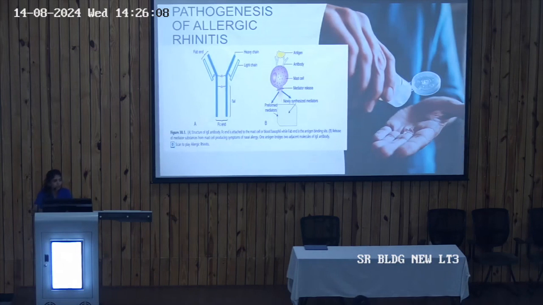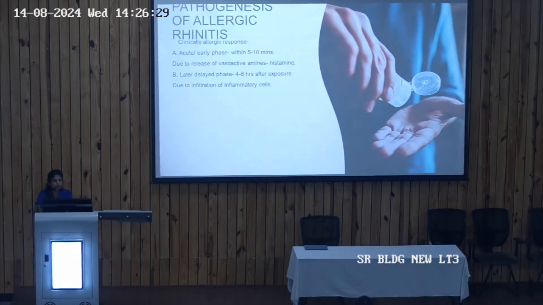Coming to the pathogenesis of allergic rhinitis, we'll see the structure of the IgE antibody. It consists of a Fab end, Fc end, heavy chain and light chain. Then there is the mast cell. The antibody antigen complex gets attached to the mast cells, and due to the attachment there is release of mediators. There can be preformed mediators and newly synthesized mediators. The clinical allergic response can be acute or early phase. The patient will present within 5 to 10 minutes of exposure to anything like pollens.